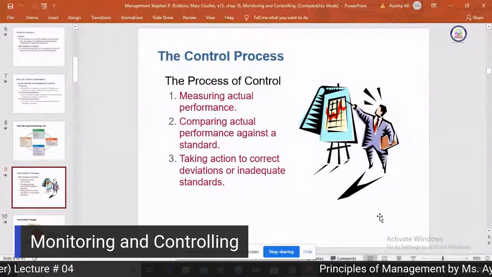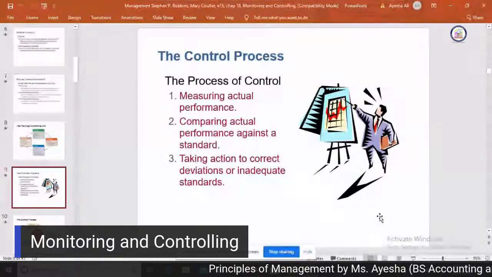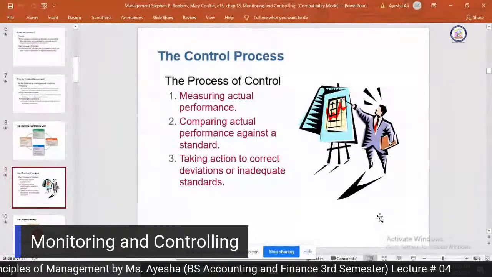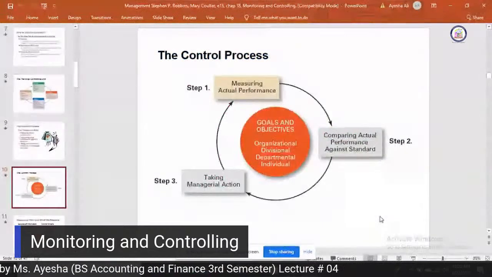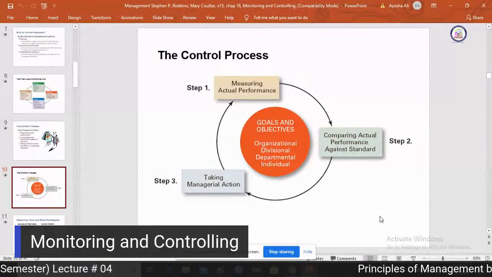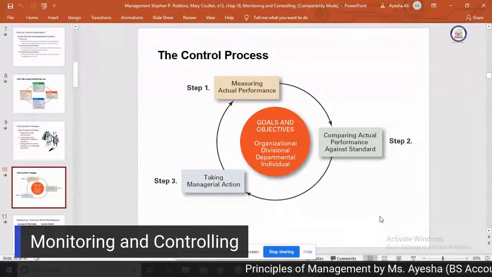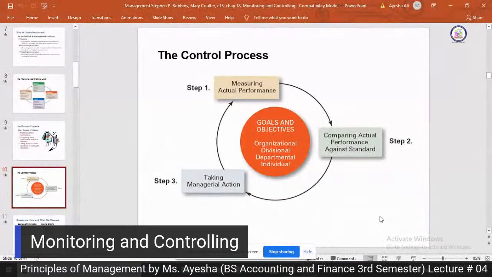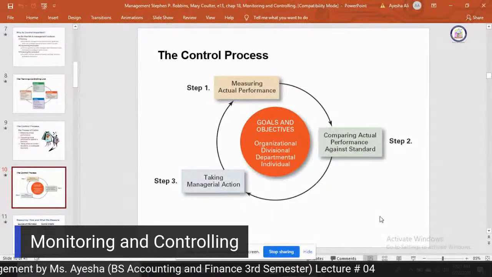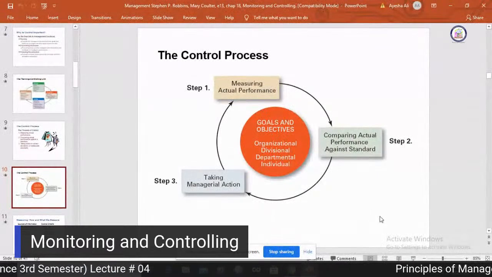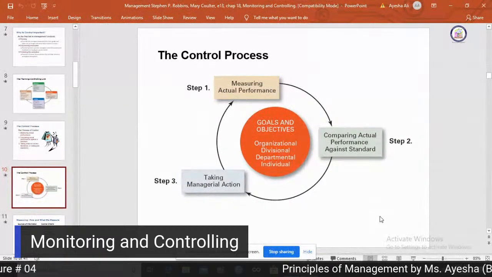So we will take the action according to the situation which we are facing. And after it, we have the control process, in which we have three steps. The first one is managing the actual performance, in which we evaluate the current performance of an employee and individual. And then we will compare the actual performance with the standard, with the benchmark. And after it, we take the managerial action.